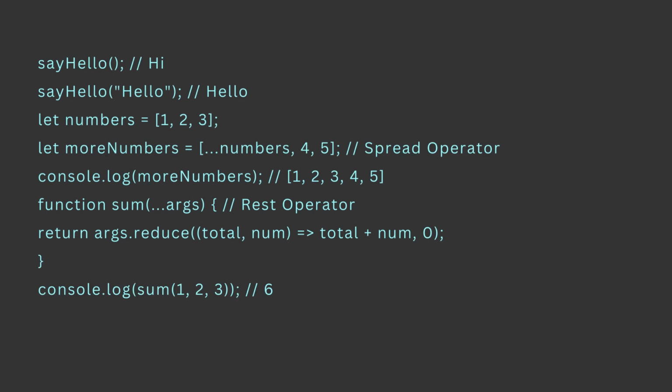This JavaScript code demonstrates additional modern language features. It defines a function sayHello with a default parameter, allowing for flexible invocation with or without arguments. Using the spread operator, it copies the contents of an array numbers into moreNumbers, adding extra elements. The sum function utilizes the rest parameter, ...args, to gather multiple arguments into an array, then calculates their sum using reduce. These features enhance code readability and versatility, enabling concise and efficient programming in JavaScript.